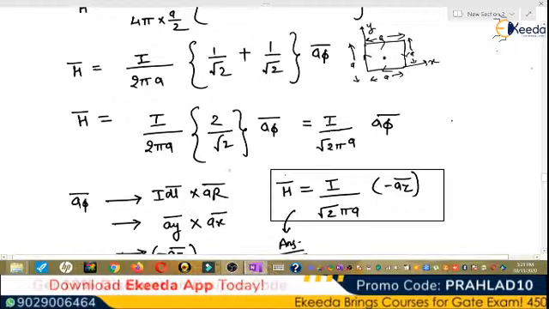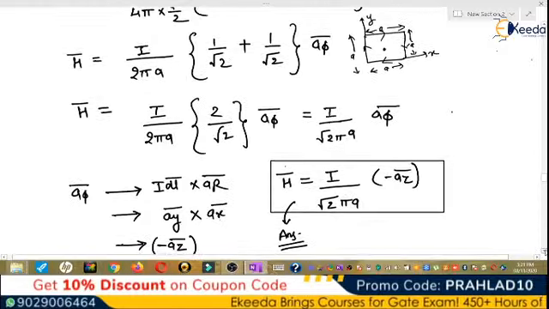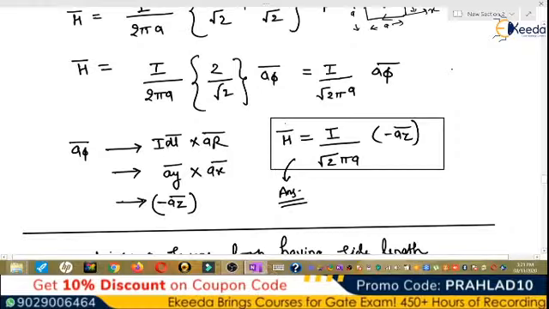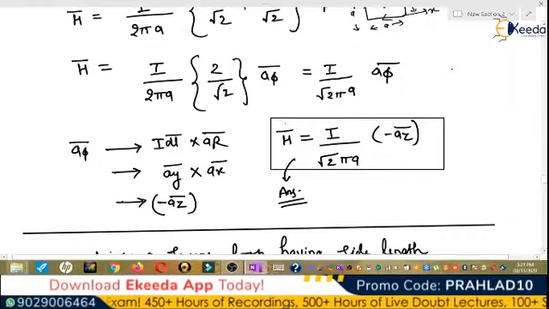We can also calculate the a_phi vector, as dl vector cross a_rho vector. Here dl vector is a_y vector and a_rho vector is a_x. So a_y cross a_x is minus of a_z. So H vector is I by root 2 pi A, direction is minus of a_z.